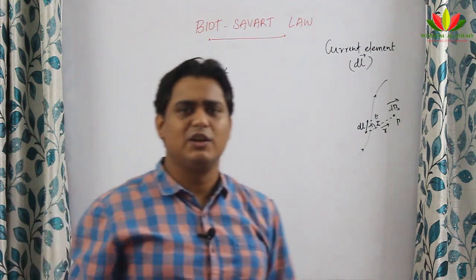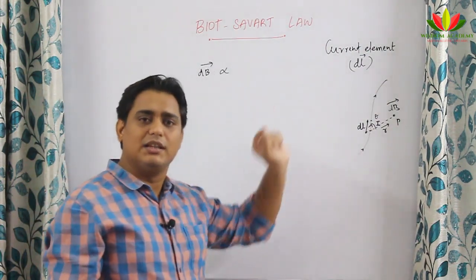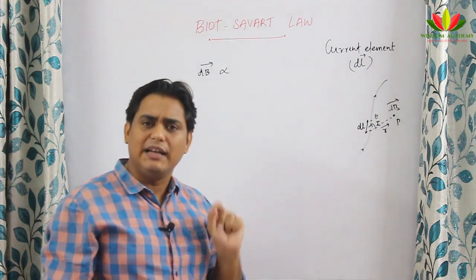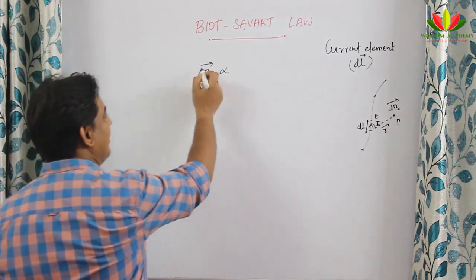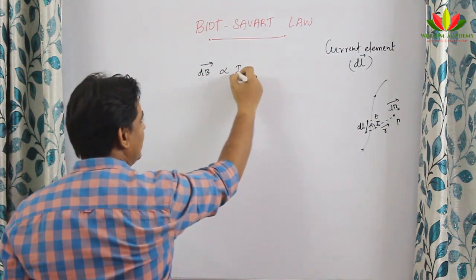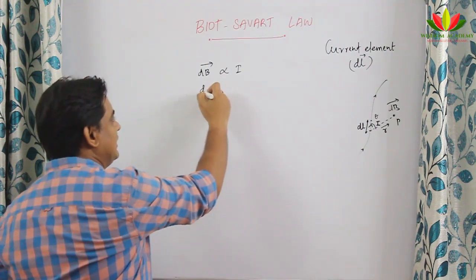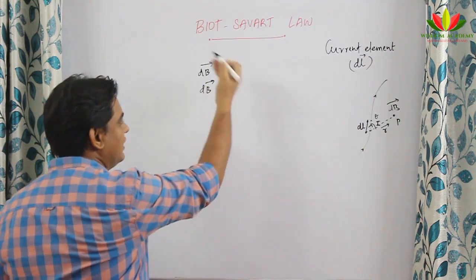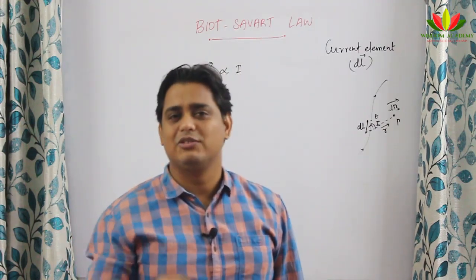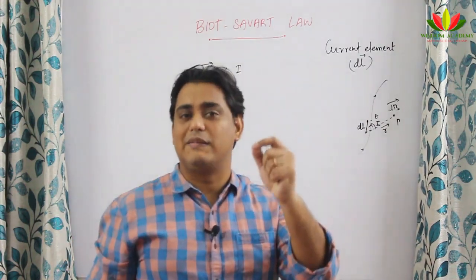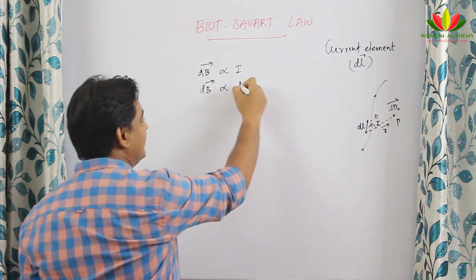What are those quantities? The first quantity was current. The more current was flowing, the more magnetic field was produced, and the less current was flowing, the less was the magnetic field. So you could formulate that the magnetic field is directly proportional to the current flowing through the wire. The second thing he found was that this magnetic field was also proportional to the current element length. If the current element length is more, there was more magnetic field; if less, there was less magnetic field. So I can write dl.